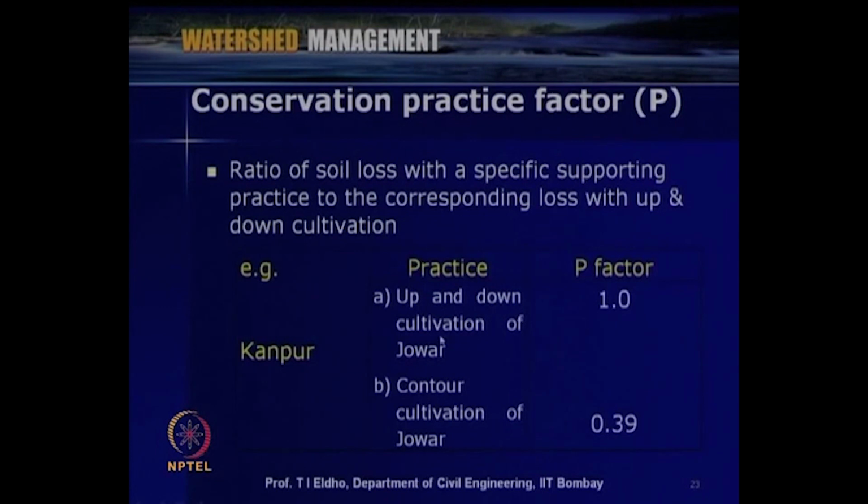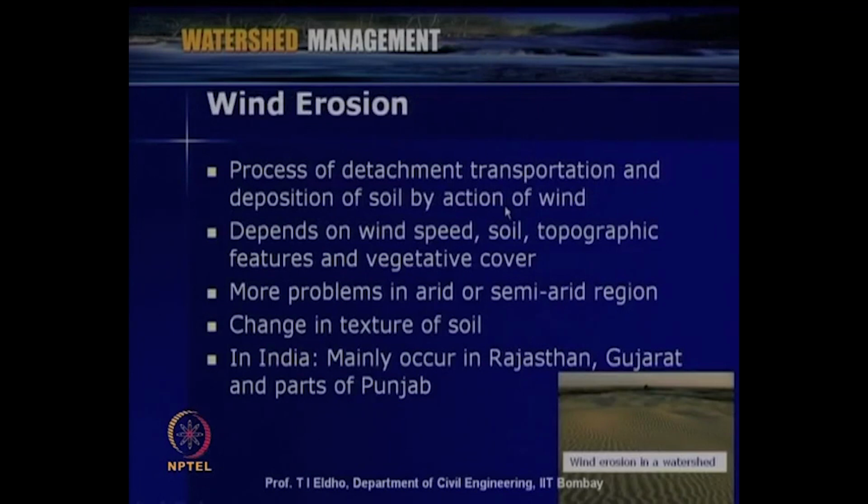Say, for example, for up and down cultivation of jowar, the P factor is equal to 1, then for contour cultivation of jowar, it can be 0.39. So this depends upon the practice and the geographical location. Like this, using the USLE, which is one of the commonly used equations, we can estimate the soil erosion due to water for a given watershed.